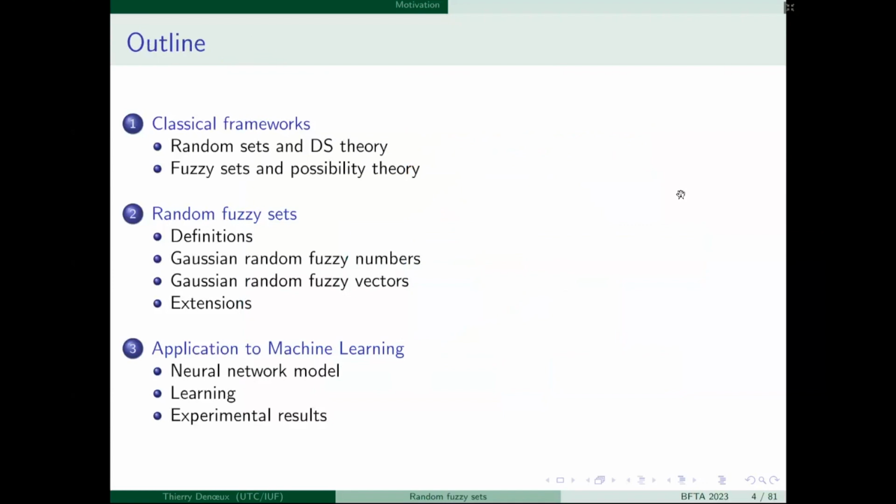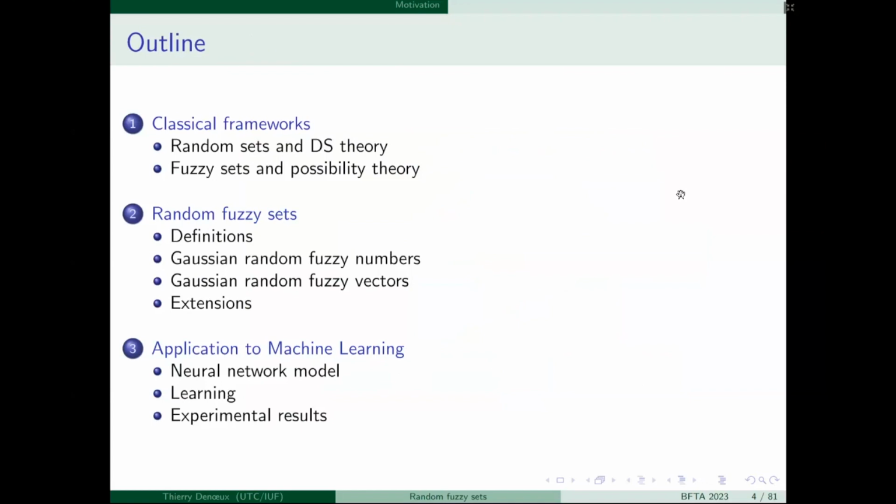So I will first recall the first two frameworks. You have now heard a lot already about Dempster-Shafer theory, but I will introduce it in a more general way. In particular, I will not assume in this talk that the frame of discernment, the universe of discourse, is finite. So I will give a more general presentation. And then I will briefly remind some definitions and properties about fuzzy sets and possibility theory.